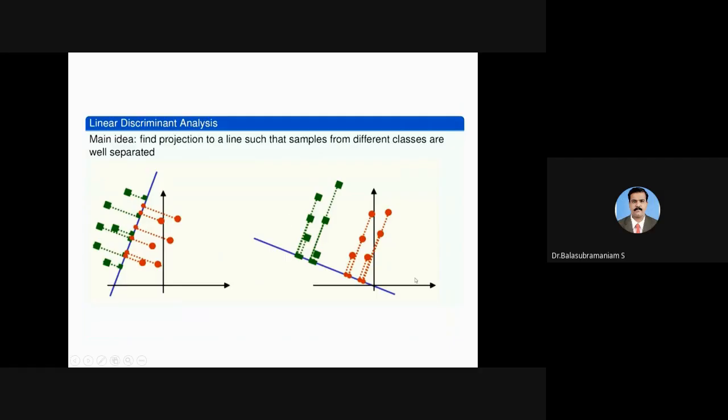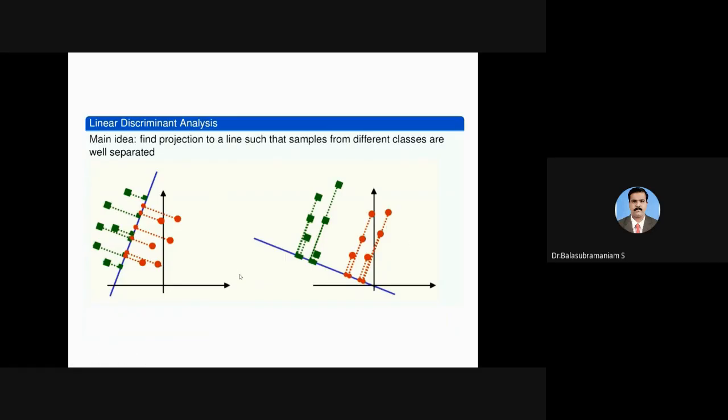But with LDA, what happens? So you can see this. The left-hand side diagram is PCA. The right-hand side diagram is LDA. You can see the difference between these two. Can you find out the difference? What is the difference between these two diagrams? What do you think about these two diagrams?